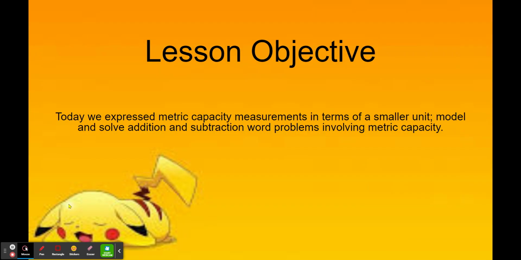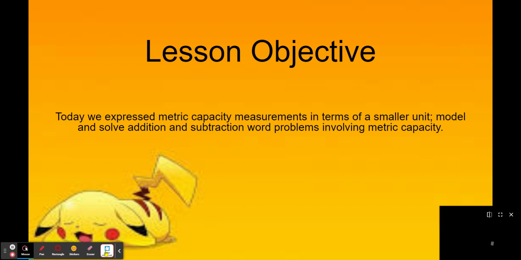Okay. All right, everybody. Thank you all so much for joining me. Let's go over today's lesson objective. So today we express metric capacity measurements in terms of a smaller unit, modeled and solved addition and subtraction word problems involving metric capacity.